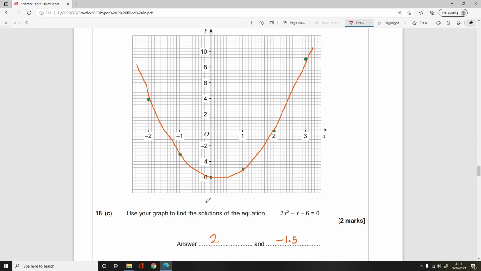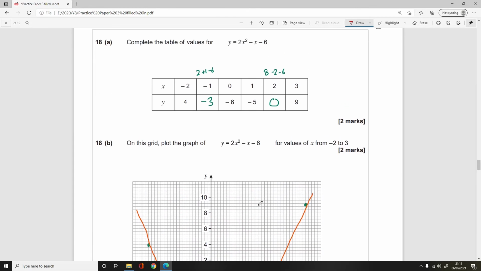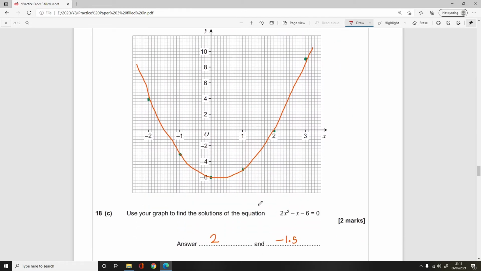And then C, the solutions of the equation 2x squared minus x minus 6 equals 0. So you're asking, when does this graph equal 0? It's at these 2 points here. So 2 is one of your answers. Minus 1.5, you might have either side of that by a little bit, minus 1.4 to minus 1.6, if you drew your graph slightly differently to me.